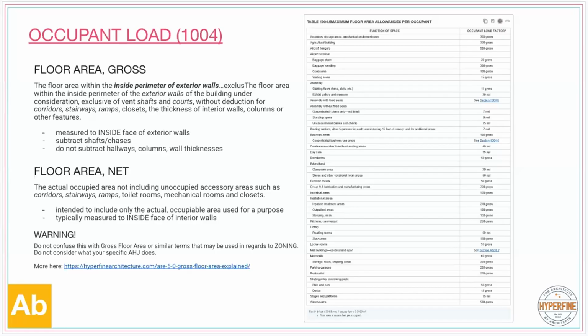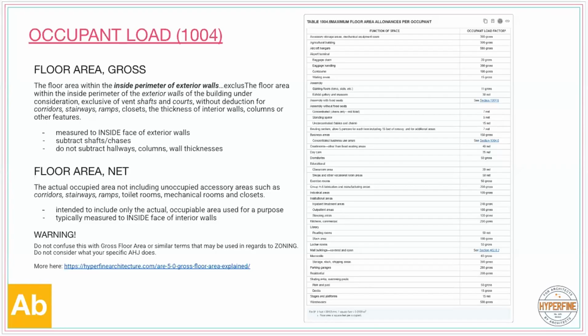Floor area net is probably easier for us to understand. This is the actual occupied area, usually within a room, measured typically from the inside face of the walls. So a couple things. One, don't confuse gross floor area with similar terms that might be used in zoning. I've got that post on my site as well, Gross Floor Area Explained, if you want to read more about this.